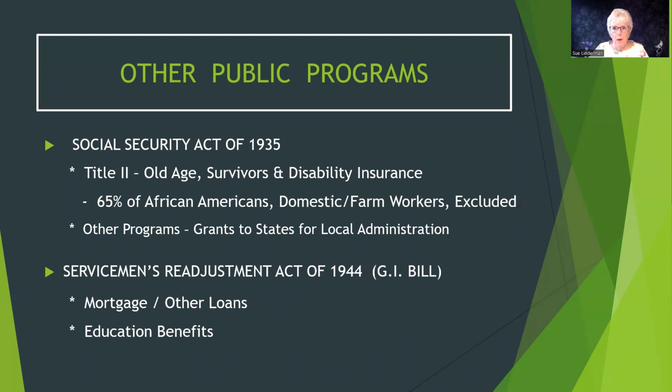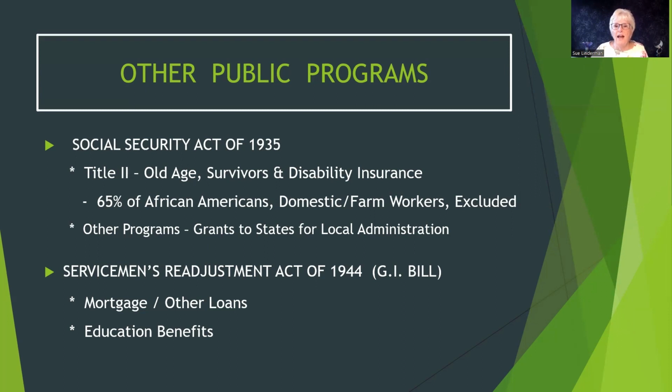So let's take a look at some other public programs that were passed along this time. First is the Social Security Act of 1935. You may know that Title II is called the Old Age Survivors and Disability Insurance, the part that most of us think of, although why they had to call it old age, surely they could have come up with a better term, never mind. In any case, that is the retirement program, if you will. And when it was written, 65% of African Americans living in the United States at the time were excluded from Social Security because domestic and farm workers were excluded from the program.